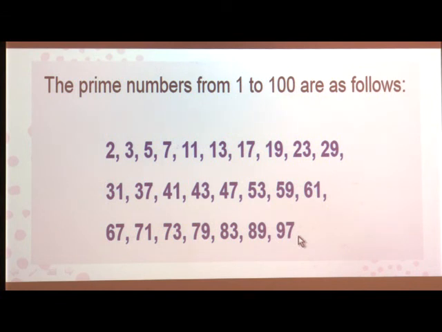What have we studied about prime numbers? A number which has only 2 factors, the number 1 and the number itself, is called a prime number. Once again I will repeat, listen carefully. A prime number is a number which has only 2 factors, that is 1 and the number itself. So these are the prime numbers from 1 to 100.